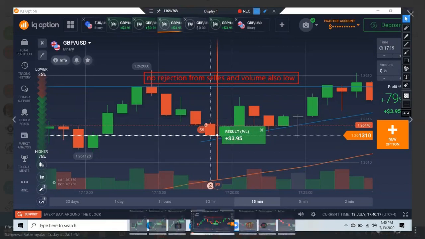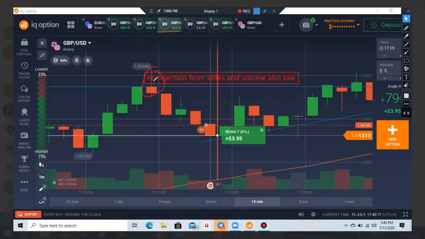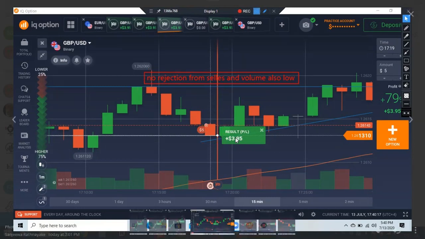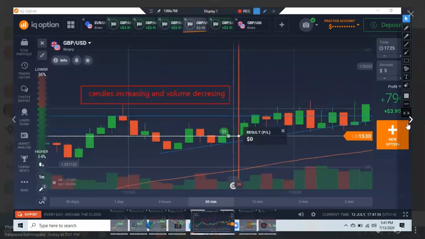created a trend from here. It's going down. That is the evening star, and after the evening star we found a rejection, retracement, and then it will continue. So two candles must continue because there is no big rejection from the buyers. So you are right here. Okay. Candles increasing and volume decreasing.